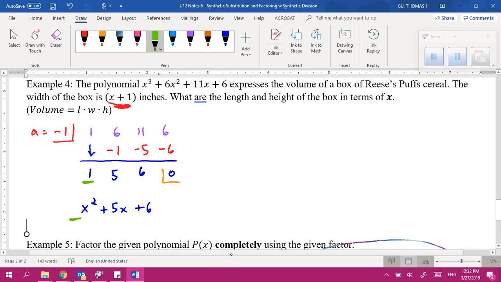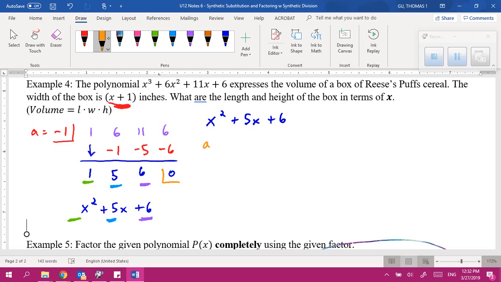The 1 is the coefficient on the x squared. The 5 is the coefficient on the x. And the 6 is the number at the end. All right, so now that I have x squared plus 5x plus 6, I can factor this out using what method? X box. Okay, what is A? What is B? And what is C? 6, that's right. So draw the X box.